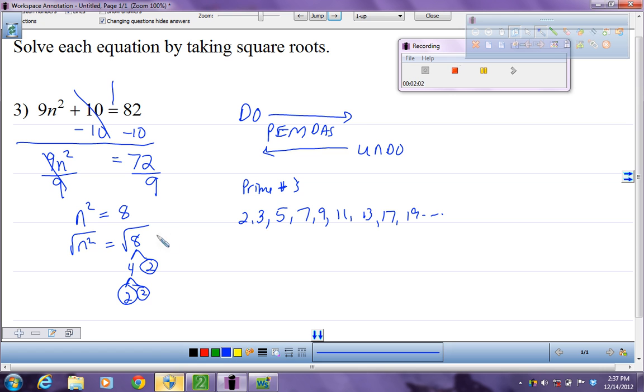So this one can be rewritten as 2 times 2 times 2, or 2 squared times 2. Got it? You're trying to use a square so that you can get rid of that square root.